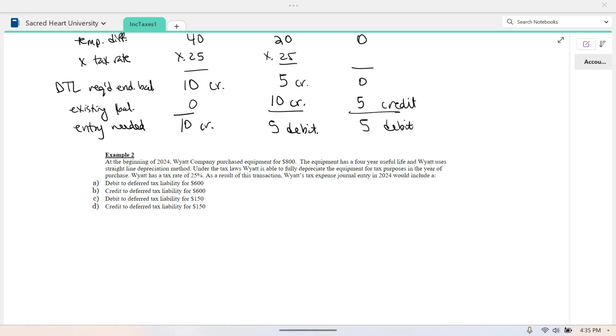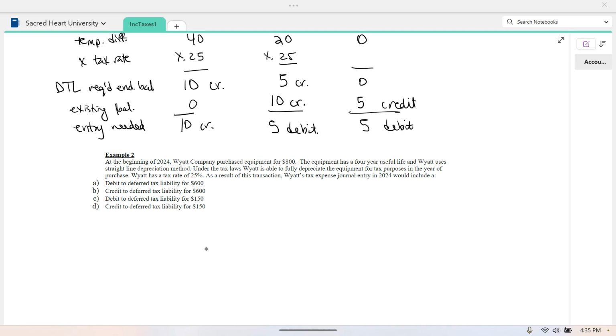At the beginning of the year, the company purchased equipment for $800 with a 4-year useful life. The company uses straight line depreciation, of course, for its income statement. Under tax laws, the company can fully depreciate the equipment for tax purposes in the year of purchase. They have a tax rate. What will their tax expense journal entry include?